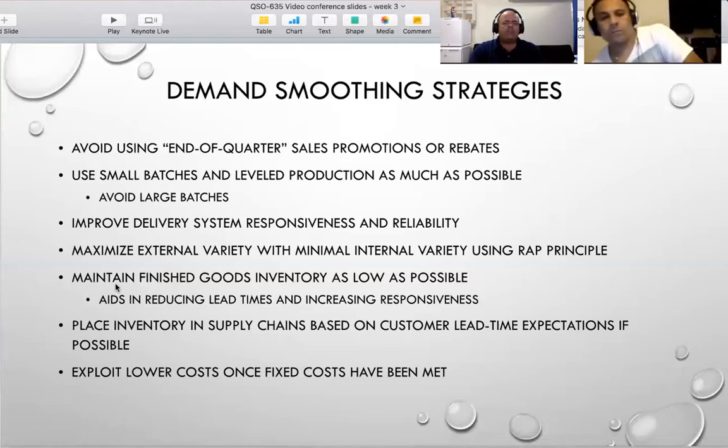This is a pretty good way to match your lead time with your customer expectations and exploit the lower costs once your fixed costs have been met. As I mentioned first, if you've met your fixed costs, yeah, have a sale, as long as your supply chain can meet the demand that you're going to have with that sale. Okay. If you have a sale and your supply chain is already stretched out, you're doomed.